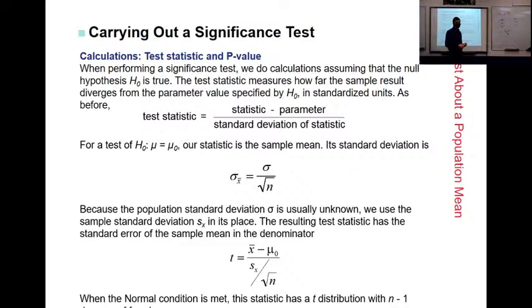So that's our formula for the t-score. And again, degrees of freedom here is going to be n minus 1. Sample size minus 1.